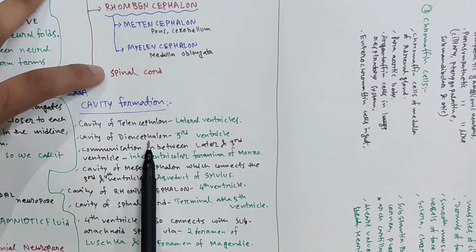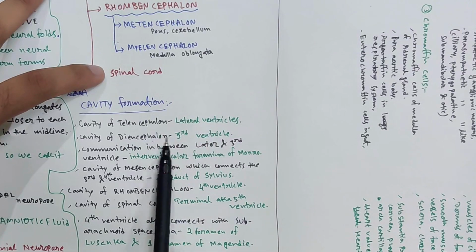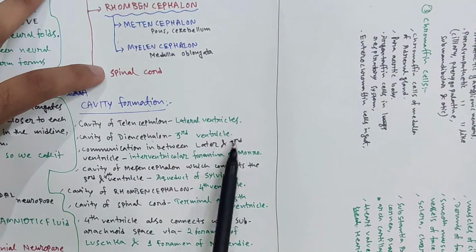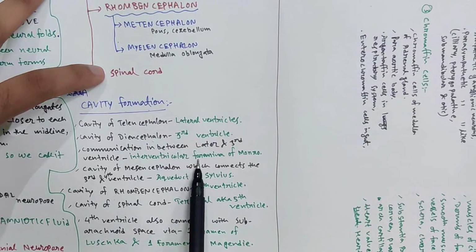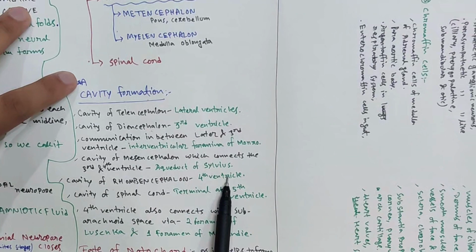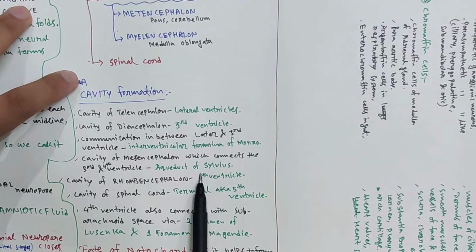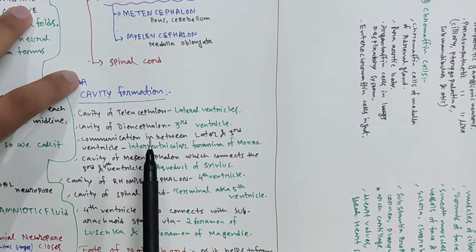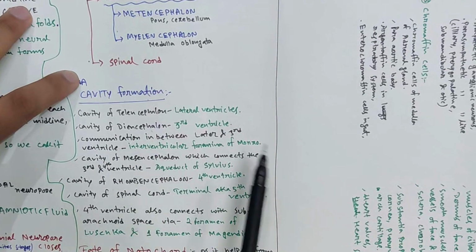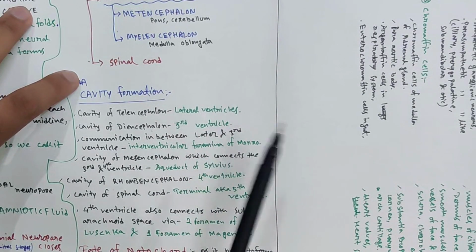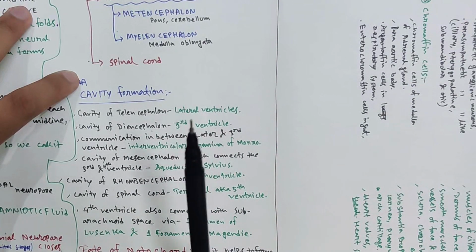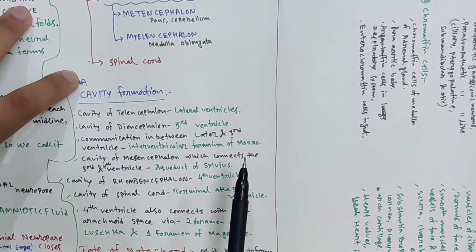Cavity of the diencephalon is known as third ventricle. Third ventricle anatomy, you already know that. Communication in between the lateral ventricle and third ventricle is known as interventricular foramina of Monro. Cavity of rhombencephalon is known as fourth ventricle. About the fourth ventricle anatomy, you already know that. Cavity of mesencephalon, which connects the third ventricle and fourth ventricle, is known as aqueduct of Sylvius. Okay. Cavity of spinal cord is known as terminal ventricle, which is also known as fifth ventricle.